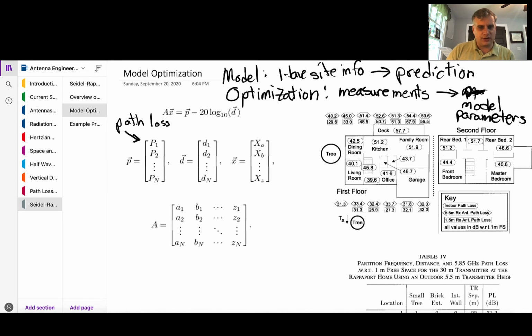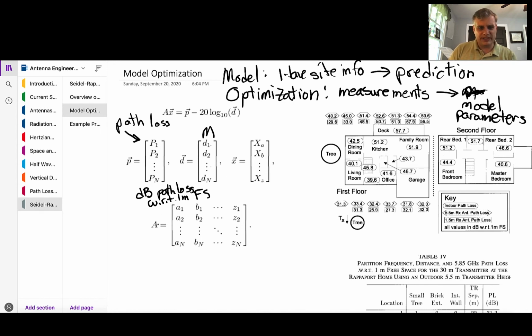and what I have here are dB path loss with respect to 1 meter free space in this column. And I take a bunch of measurements, or I want to get a bunch of predictions. This is path loss at location 1, path loss at location 2, all the way down to the nth path loss. Each of those, of course, has a TR separation distance measured in meters. Distance 1, distance 2, all the way down to distance n.